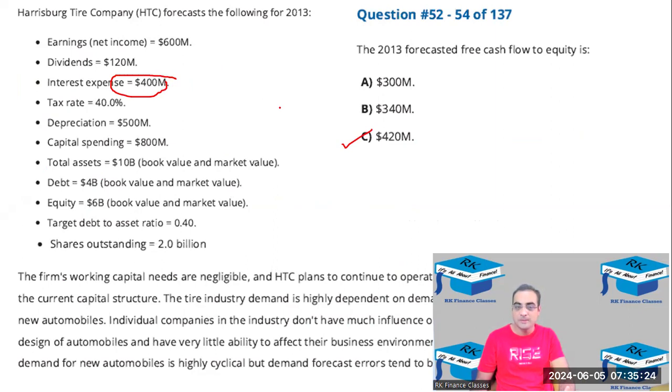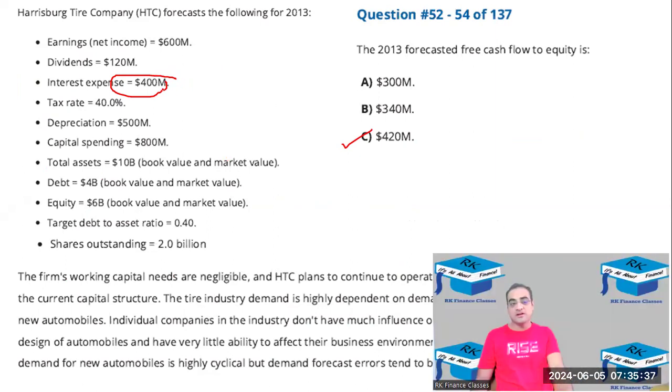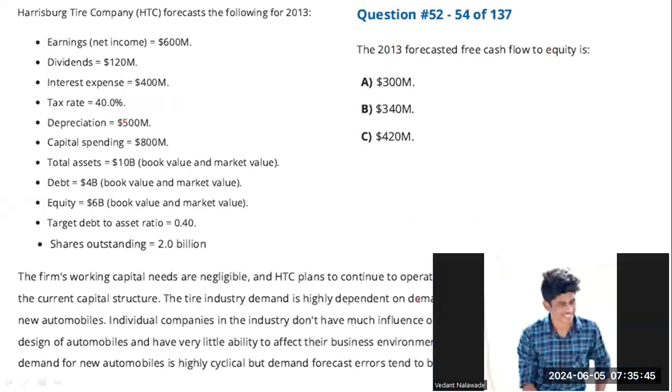Am I right? I got the same answer by taking 40% of capex, but I was confused about the formula. Yes, the interest into 1 minus tax rate part is in FCFF, not in FCFE. Okay? Okay sir. All right.